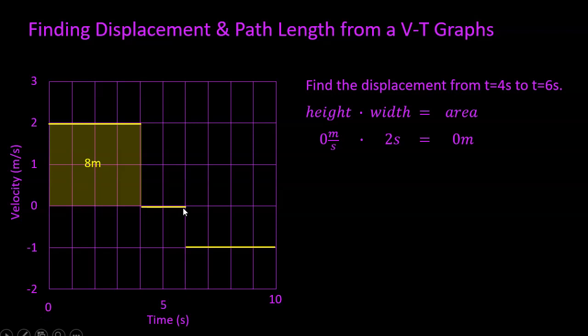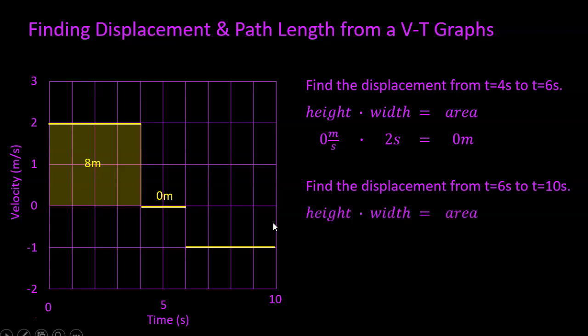It would have had 0 displacement because it was standing still when the velocity line was on 0 meters per second. Let's find the displacement from 6 seconds to 10 seconds. That involves this velocity line from 6 seconds to 10 seconds. This velocity line is below the time axis. Remember, the time axis is where the velocity is equal to 0. So we need to find the area below, and that's this shaded area.